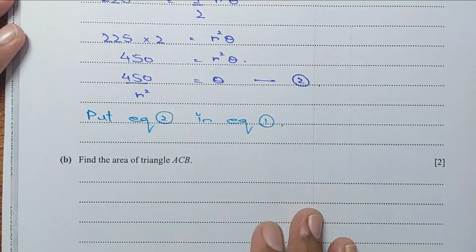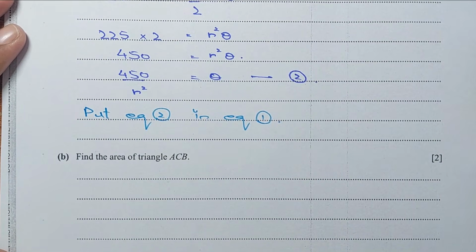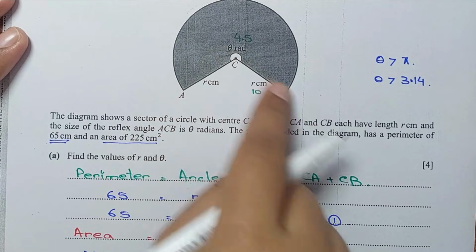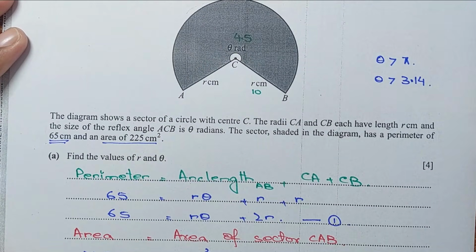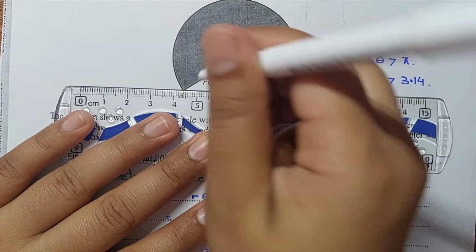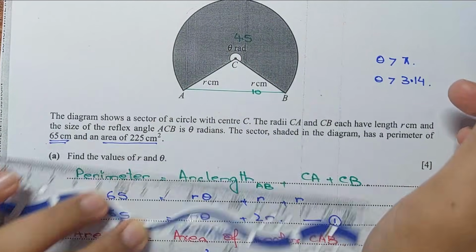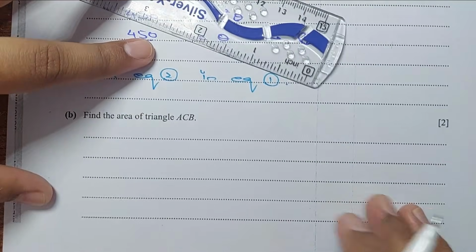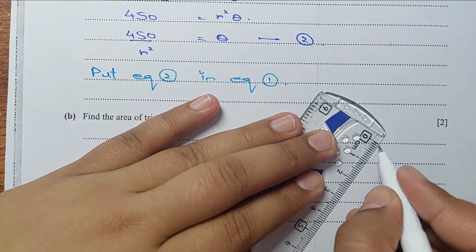Okay. Moving to part B, find the area of the triangle ACB. ACB, this is the triangle. If I draw the triangle and find out its area, so connect them. So for the area of the triangle, find out the angle between them. I'll draw the triangle separately over here and figure out its area.